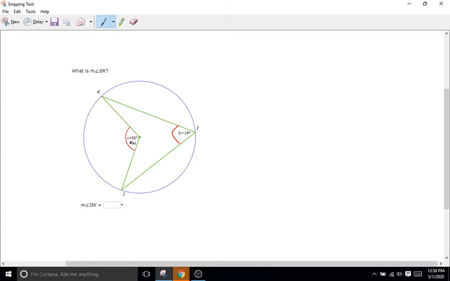But we know this is going to equal our minor arc up here. And so we know that this angle is going to be exactly half of our angle here. Meaning that half of x plus 92, so (x + 92)/2, is going to be equal to our inscribed angle, which is just 3x minus 19.